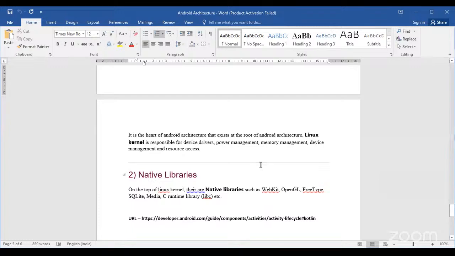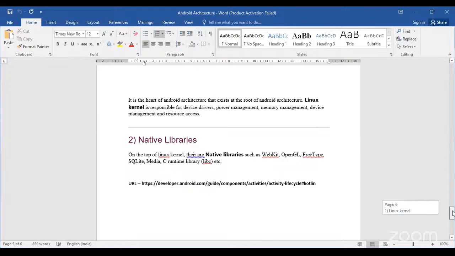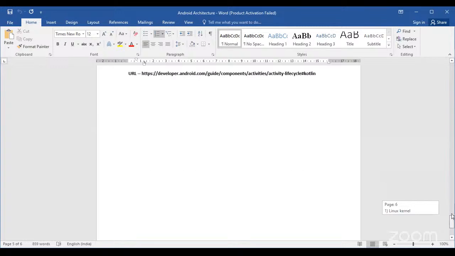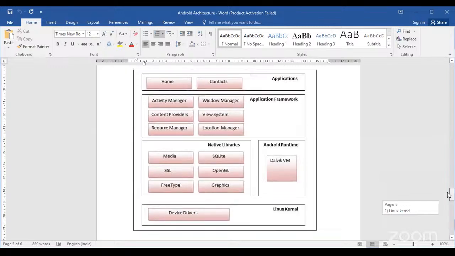Native libraries we already discussed, right? You can also go and check them in Android apps. So Linux kernel, right? Native libraries: WebKit, OpenGL, SQLite, media, C runtime libraries. That is what you can use for native libraries. So this is all about the fundamental, or you can say very basic, architecture of Android.